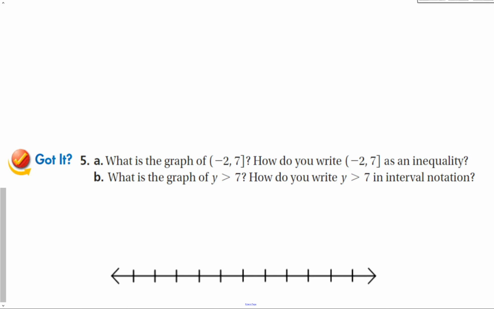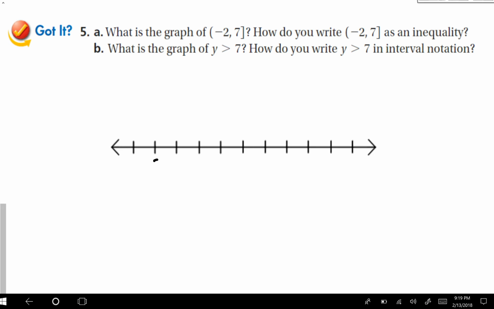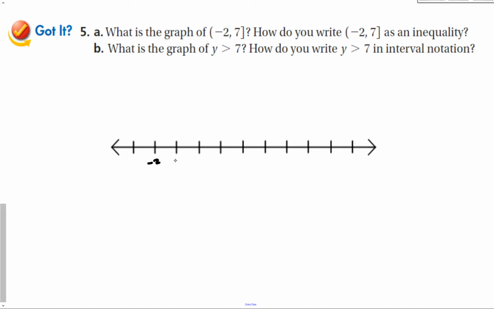Let's try a guided problem. What is the graph of (-2, 7], and how do you write it as an inequality? I know I don't have enough room here, so we'll start at -2 and go 0, 2, 4, 6, 7. We're going to have an open circle at -2 and a solid dot at 7, and my answer is going to be in between them. The inequality for that would be -2 is less than x is less than or equal to 7.